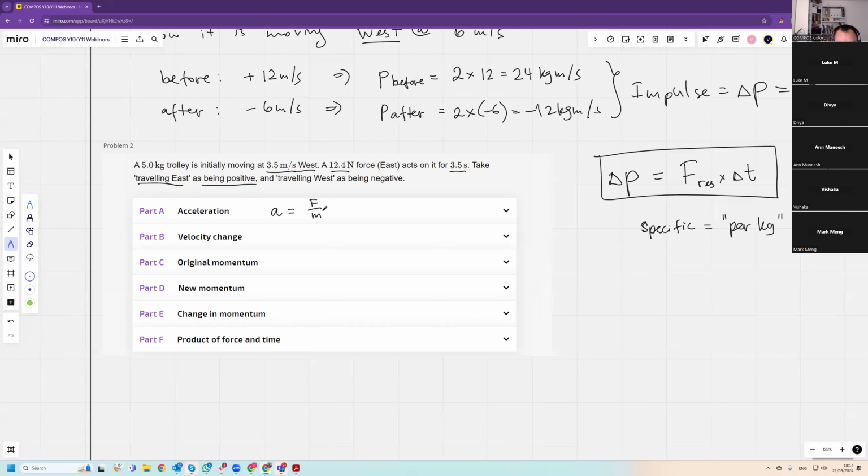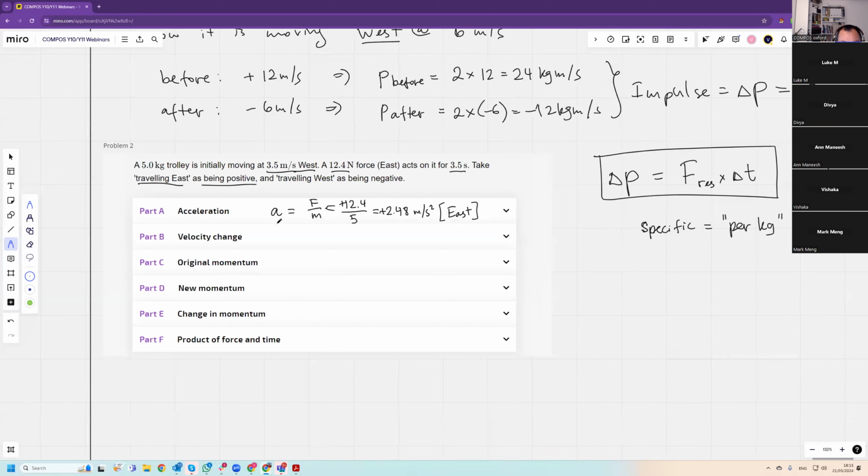Acceleration is force divided by mass. So, force divided by mass, it's plus 12.4 because it's east, divided by mass, which is 5 kilograms. 12.4 divided by 5 is 2.48, indeed. Plus 2.48 meters per second squared, and the direction is east. Acceleration is east because the force is east.